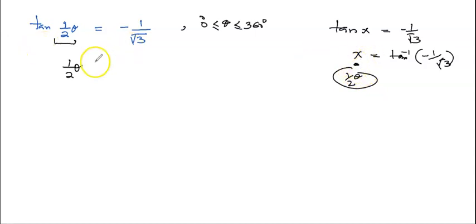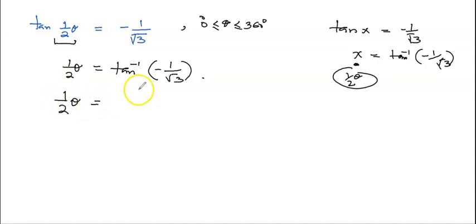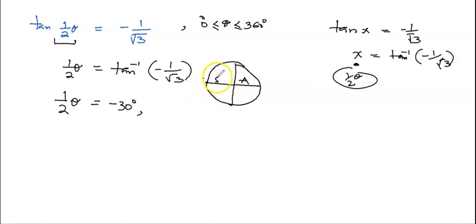That means half of theta is equal to the tan inverse of negative 1 over root 3. That means half of theta is equal to, when you press your calculator, you find out that the angle is negative 30 degrees. So you try to find the other angles that correspond to negative 30. I always want to use this CAST diagram, which says all students take coffee. The first angle is negative 30. You can see negative 30 is going to be over here.